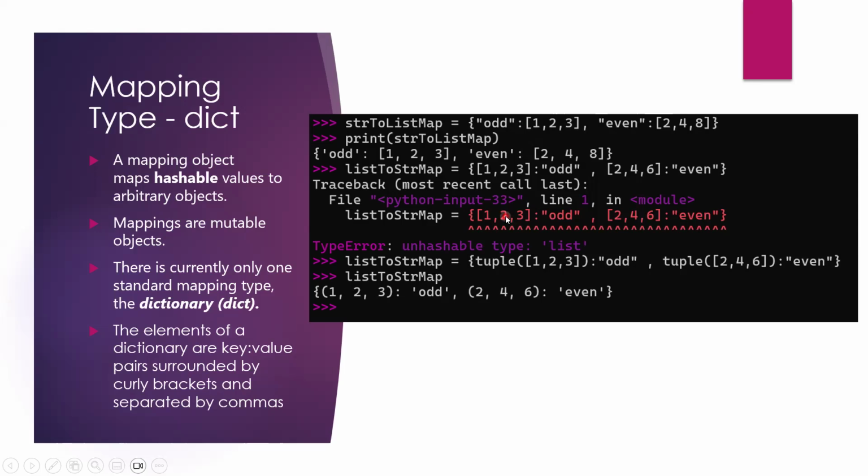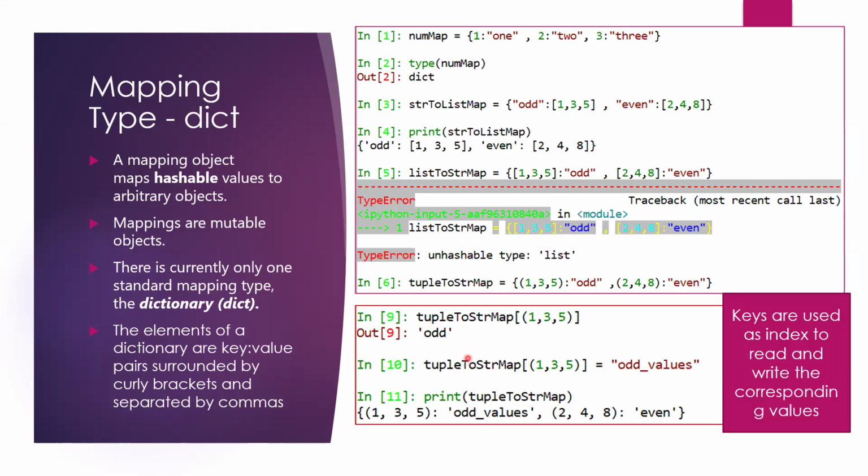So there are situations in which we want to map a list to something else. In that case, we just turn it into a tuple. Okay? Now, if you want to look at the different ways to create a dictionary, we can have something like this. We can map a number to a string. Numbers and strings, both of them are immutable, so it doesn't matter which one is used as the index. Okay, so this is valid. The other way around is also valid.